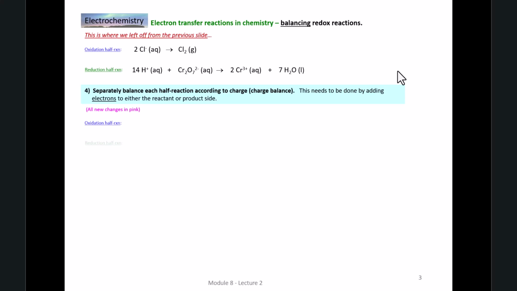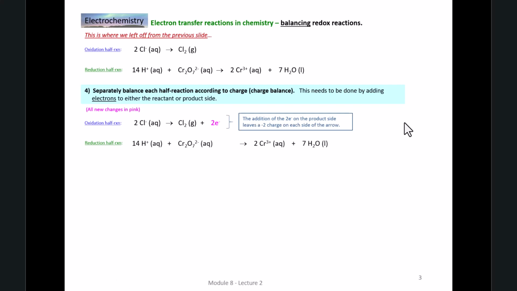For the oxidation half reaction, we can take care of the charge balance by adding 2 electrons to the right-hand side. See, we have 2 minus charges on the left. We had neutral on the right. We're going to put a -2 total charge on the right by just adding 2 electrons. Now, this oxidation half reaction is balanced according to charge.